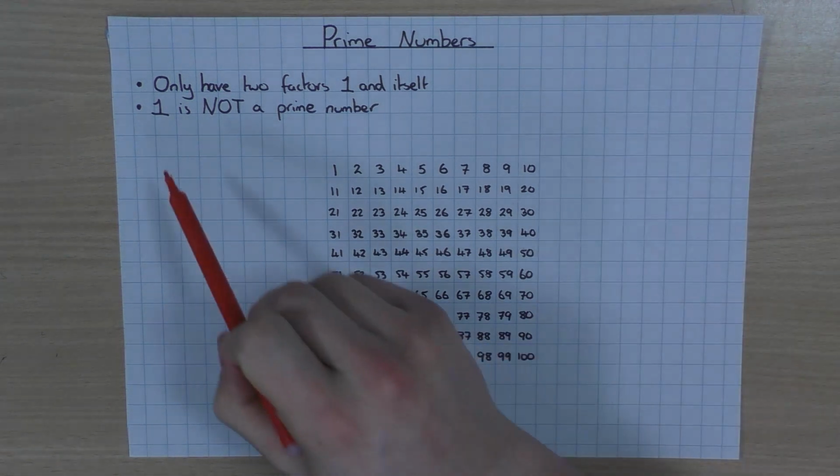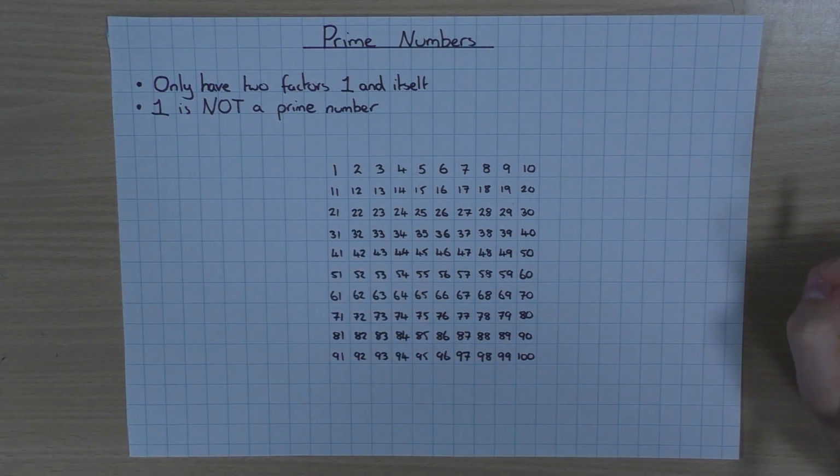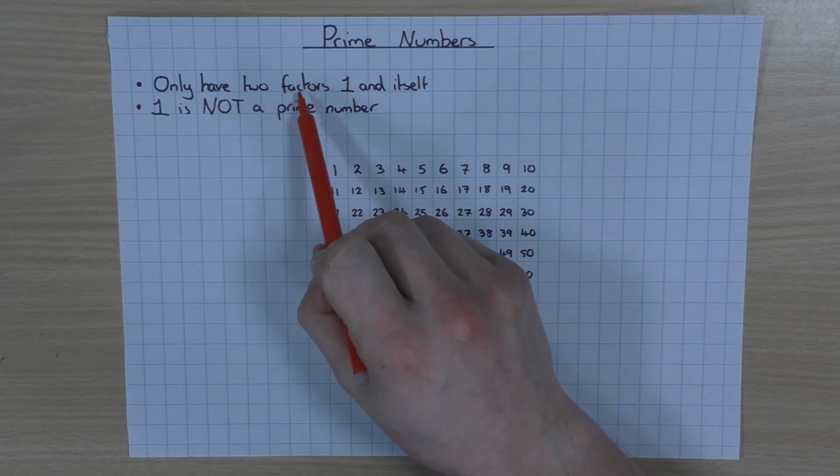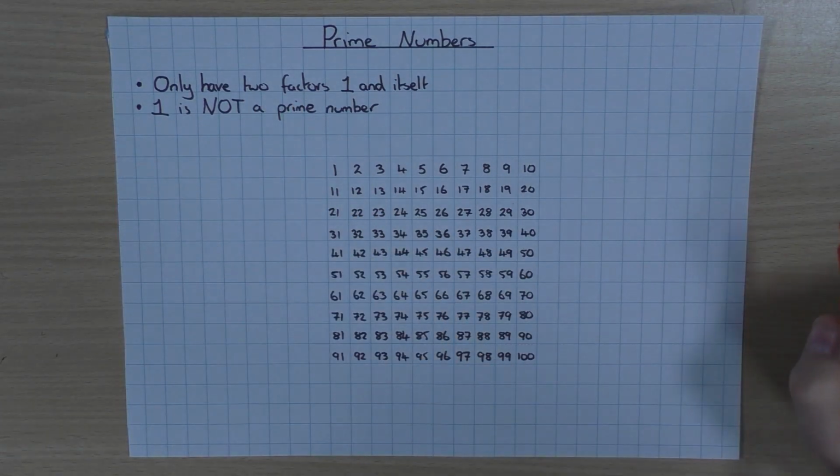And the big question that people always ask is, is one a prime number? And it is not a prime number, okay? The reason being is, to be a prime number, as we've just said, you need to have two factors. The number one only has one factor, one, okay? So that's why it's not a prime number, because you need to have two factors.